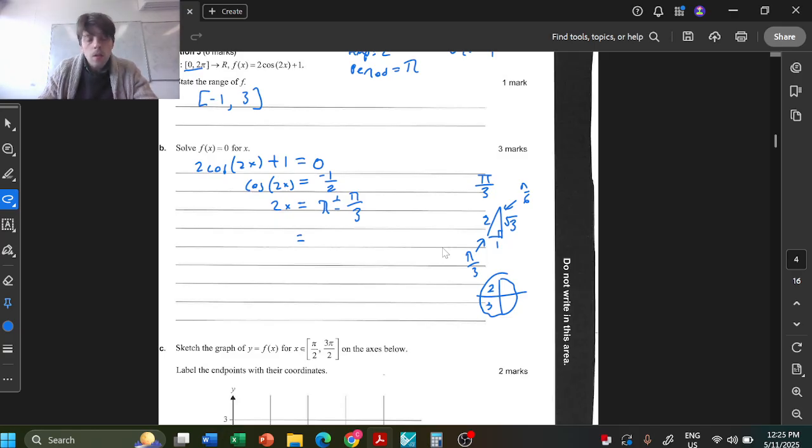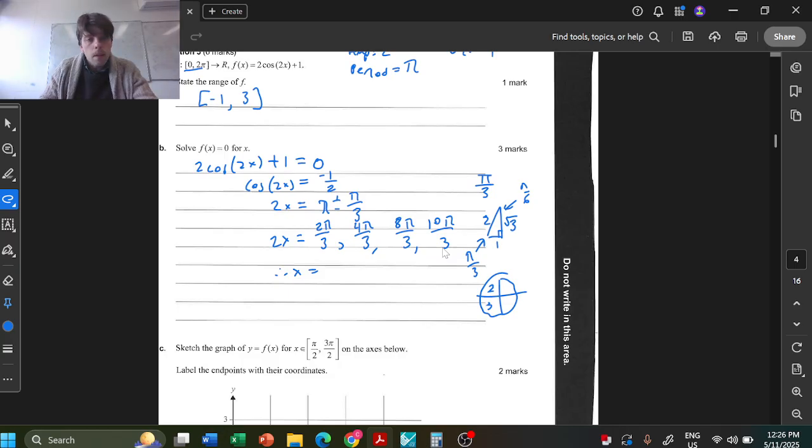So our solutions are going to be, for example, pi minus pi on 3 to start off with, which is 2 pi over 3. We're going to have 4 pi over 3. Then if we do another rotation, it's going to be 3 pi plus or minus that. So it's going to be 8 pi over 3, and then 10 pi over 3. That gives us 2x. Therefore, if we divide both sides by 2, x is equal to each of those divided by 2.